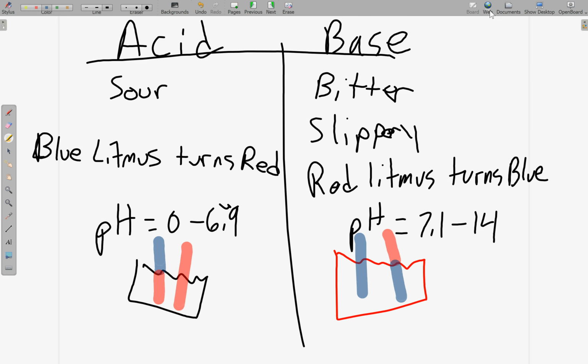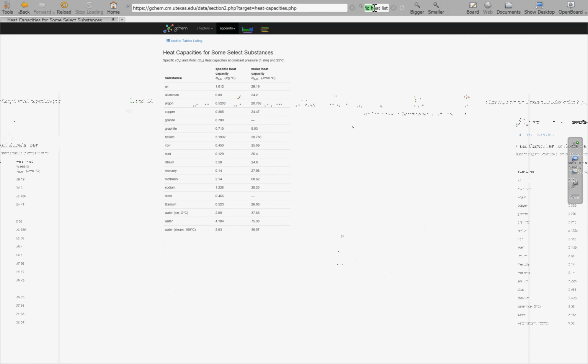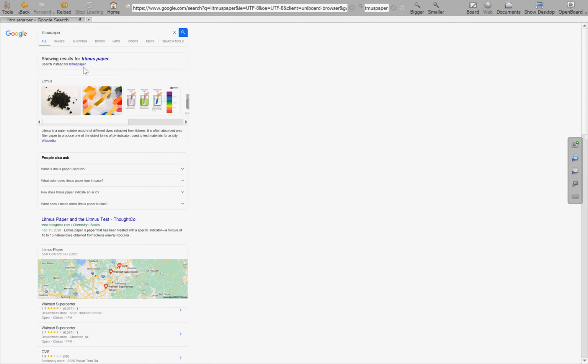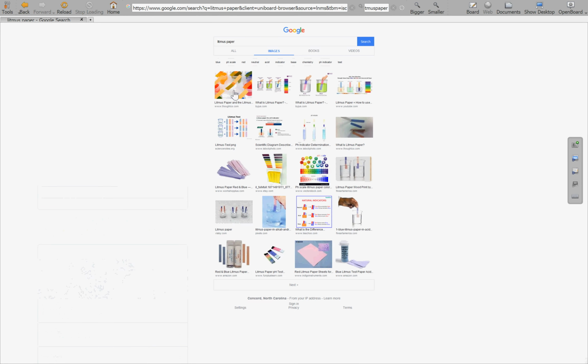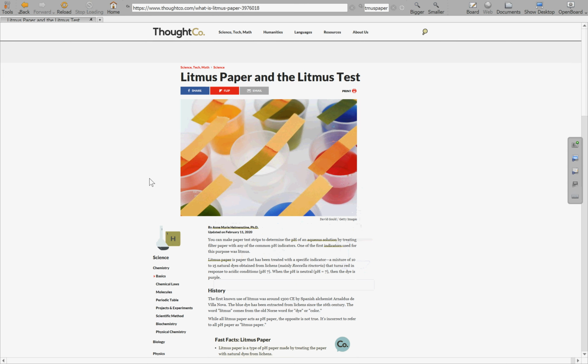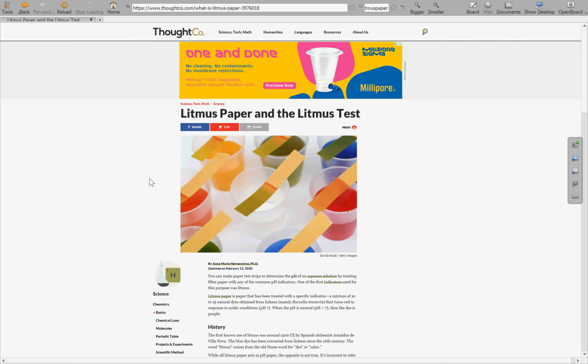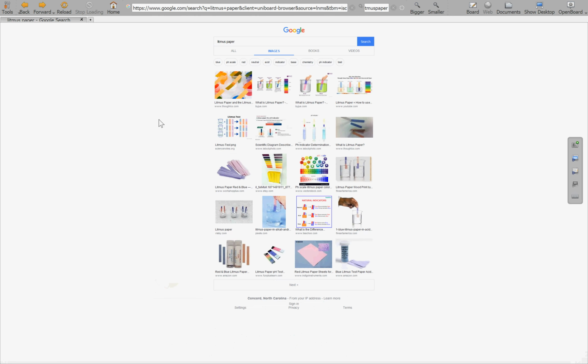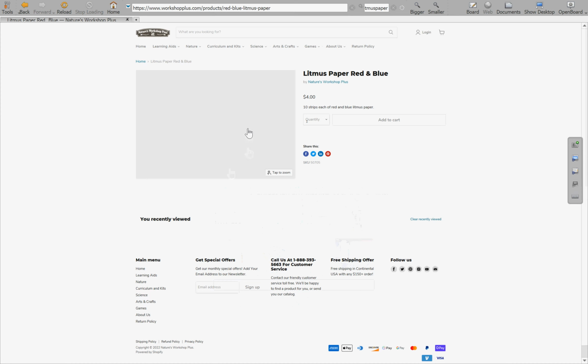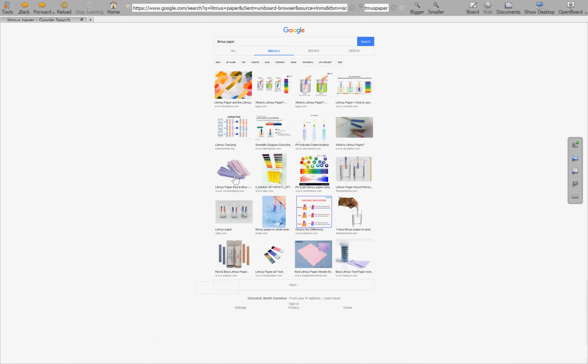So that's litmus paper. Well, actually, that's indicator paper. That's not actual litmus paper. There's two different. That's litmus paper, if the picture will load. Anyway, this one right here, if you can see the cursor on the screen, that's it.